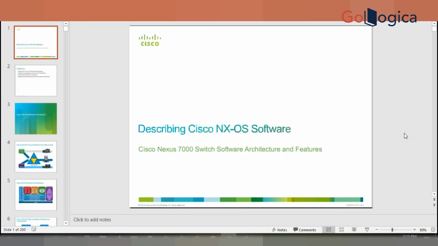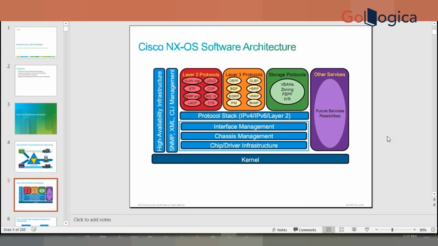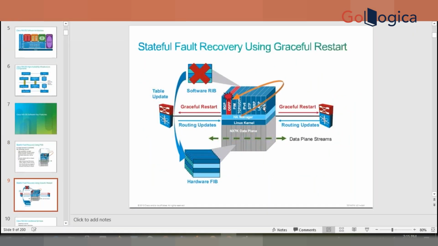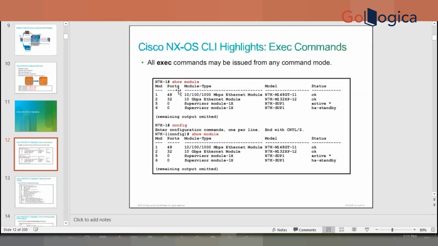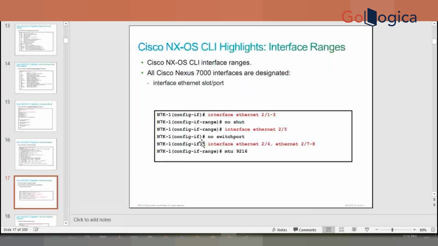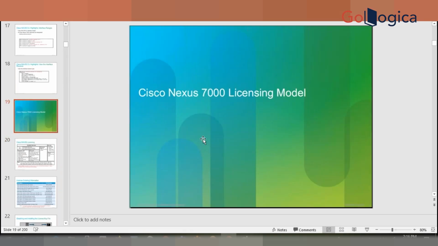These are the presentations, because I have already worked with Cisco. These are all the presentations on what the features are: it supports all layer 2 features, layer 3 features, storage features. And how it happens, what is graceful restart, what is NSF, what is PSS. These are the command lines. Show module, what it is. I know that you are working in a real-time environment, but again, I am going to give you a simulator lab, so you can type in the commands. It is almost all like your normal switches with Cisco.